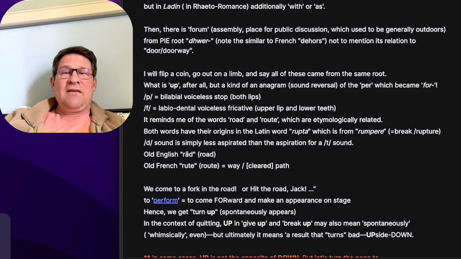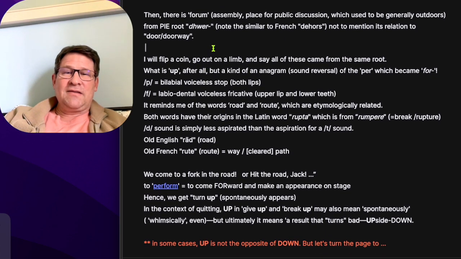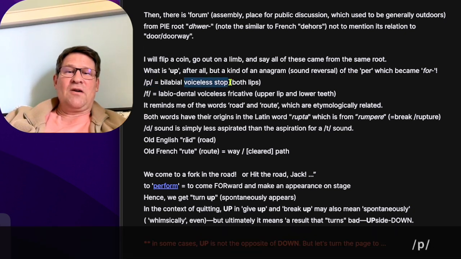Remember, all these consonant sounds have alterations. So we have the strong p, a bilabial voiceless stop with both lips, p. And we have the f, with our upper lip and lower teeth.